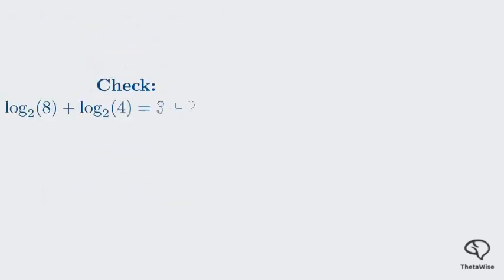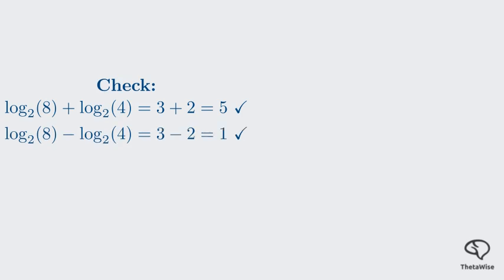Let's check our work. Log base 2 of 8 plus log base 2 of 4 is 3 plus 2, which equals 5. Correct. And log base 2 of 8 minus log base 2 of 4 is 3 minus 2, which equals 1. Also correct. Always check your answers in the original equations to ensure they are within the domain of the logarithms, meaning the arguments x and y must be positive. In this case, 8 and 4 work perfectly.